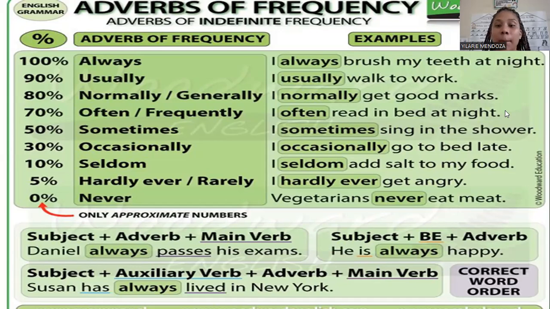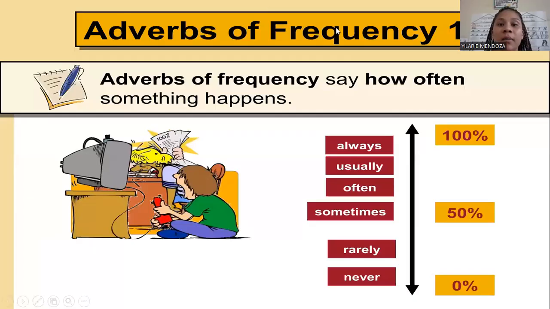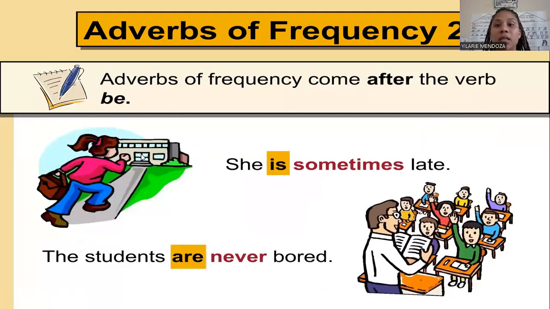Or subject plus be plus adverb. Example: he is always happy. The adverb of frequency says how often something happens. The adverb of frequency comes after the verb be. She is sometimes late and the students are never bored.